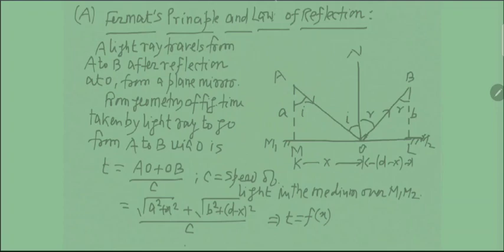So square root of a square plus x square is AO, and OB is square root of b square plus (d minus x) square, by Pythagoras theorem. Divided by c will be your time taken to travel from A to B. So time is clearly a function of x.